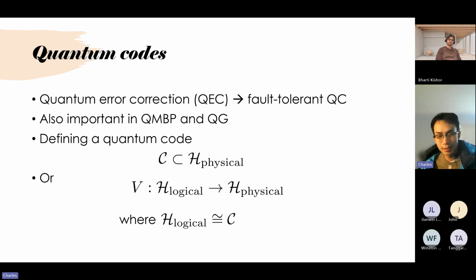Alternatively, it is also convenient to identify the subspace using an encoding map, let's call it V here. In this case, we can define an encoding isometry that goes from a logical Hilbert space to a physical Hilbert space, where the logical qubit is really the encoding information here. And the logical Hilbert space will be isomorphic to the code subspace.